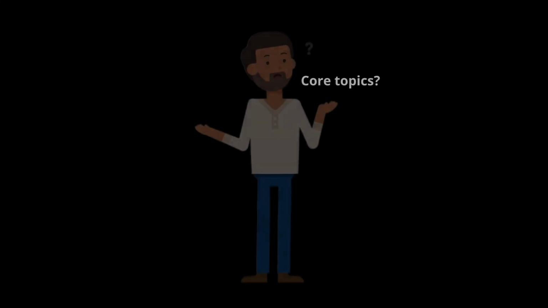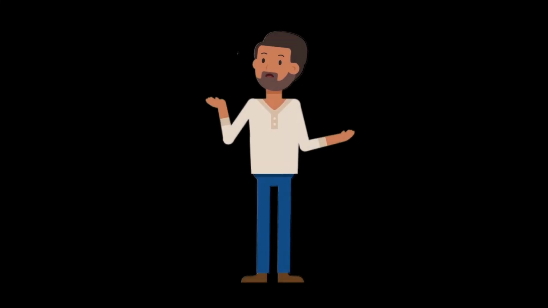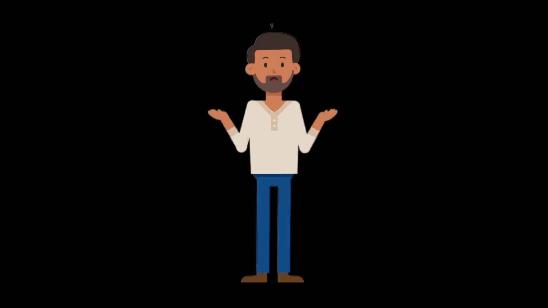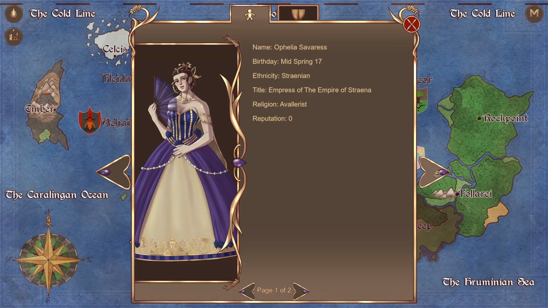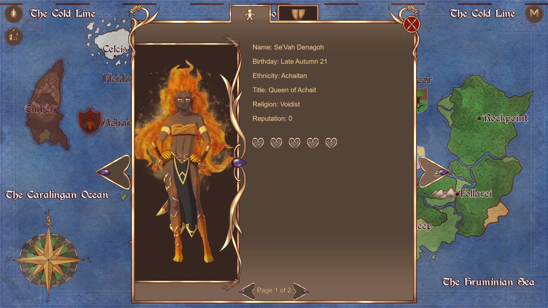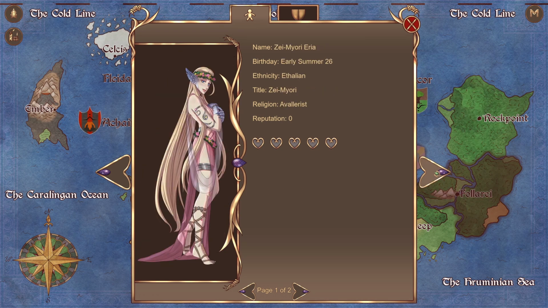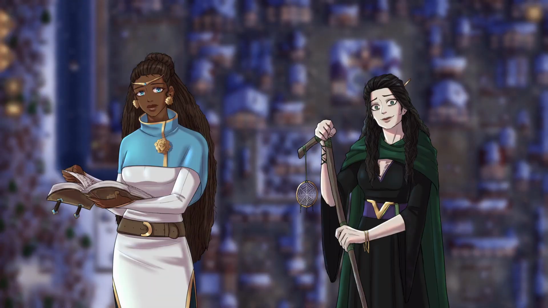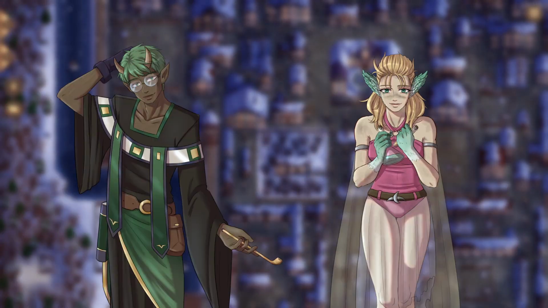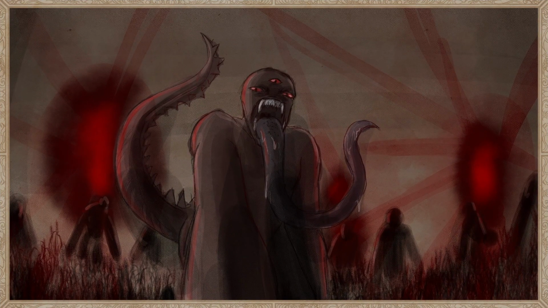I mentioned the term core topics a few times now, but what do I actually mean when I say that? In Mistwinter Bay, the core topics are cultures and countries, the Empire of Straina, Meblia, Utra, Achate, Flaedal, Iskor and Athal alongside the town of Mistwinter Bay itself, and its religion, Avalorism and Voidism, and no beliefs at all, magic and alchemy, mythology, folklore and creatures like mermaids.